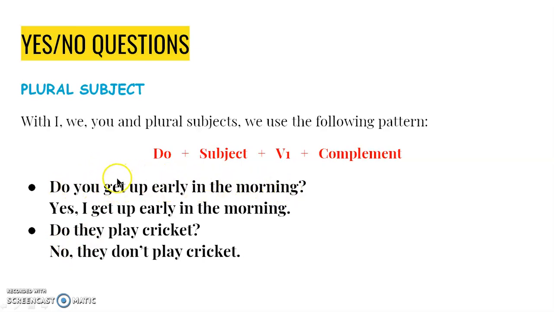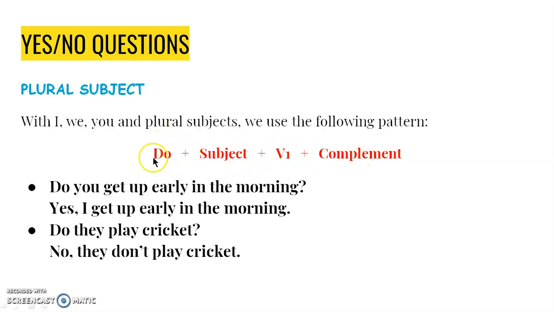Now how to frame these yes-no type of questions? Okay. What is the structure? What is the pattern of this question? Let's study about it. See. When the subject is I, we, you and any plural subjects, we use the following pattern. Do plus subject plus V1 plus complement.